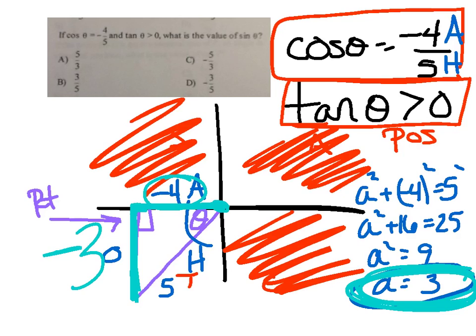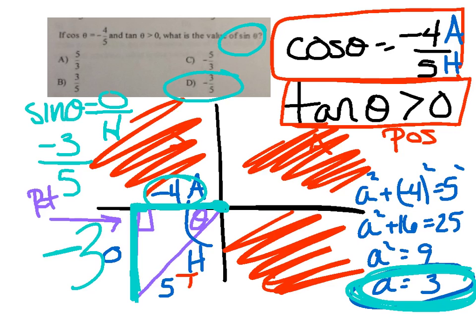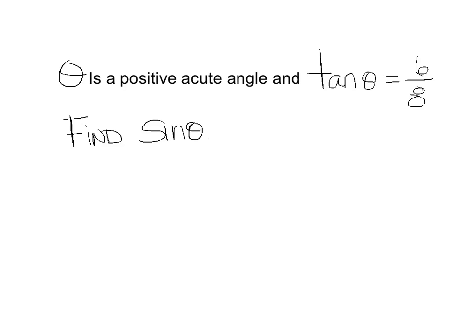Now, what is the value of sine? That's what the actual question is. Sine theta equals SOHCAHTOA, O over H. Sine is opposite, so that's -3 over 5. And notice they're going to try to trick you. They're going to put that +3 over 5 in, but don't fall for it. That's why you've got to sketch a picture. Okay, theta is a positive acute angle, and the tangent of theta equals 6/8. Find sine theta. So again, I first have to determine what quadrant I'm sitting in.